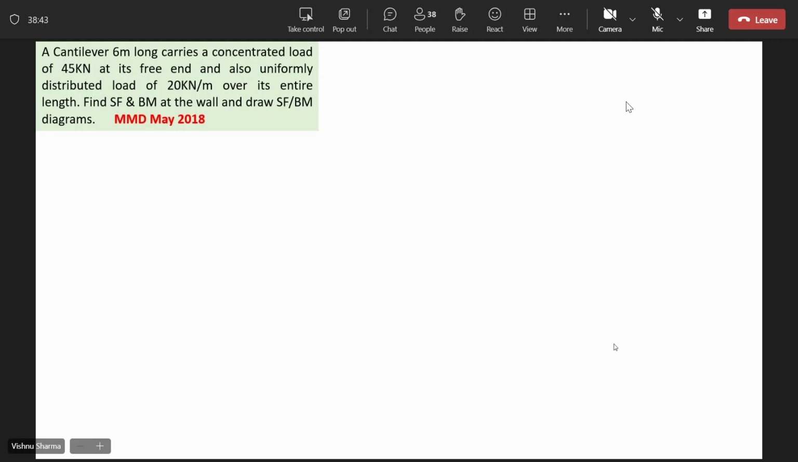And I've already told you, if you're reversing the direction from right to left, yesterday in the 2.55 meter point question also it came up. If you happen to go from right to left, then positive SF area will give you which BM? Negative BM, and negative SF will give you positive BM. If you go from left to right, there's no change. Positive will give positive, negative will give negative.